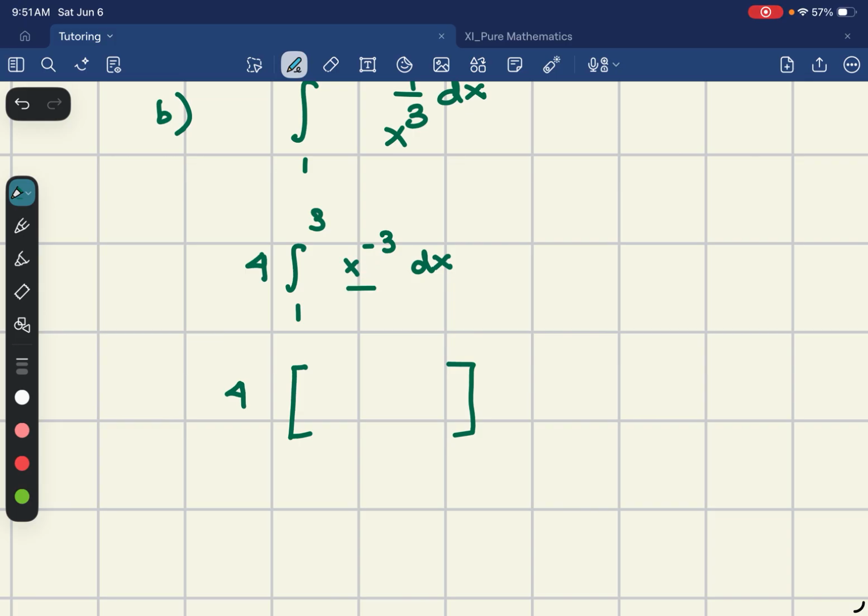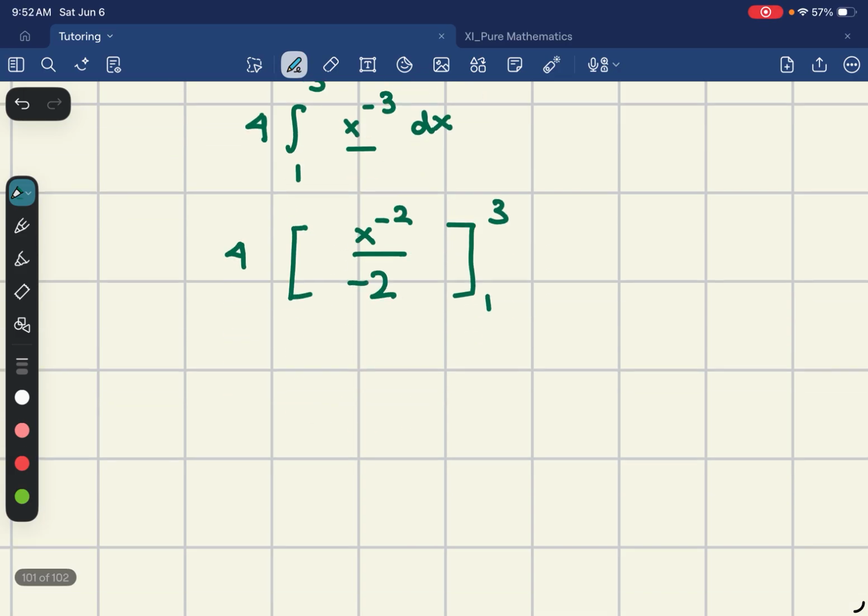So if I integrate this, it's going to be x to the power negative 2 divided by negative 2. And I don't need to write plus c because this is definite integration. So this is my F. And now I need to evaluate my solution to the integration at 1 and 3. So I'm going to write it this way. This was my lower bound here, my upper bound here. So this is what I got.